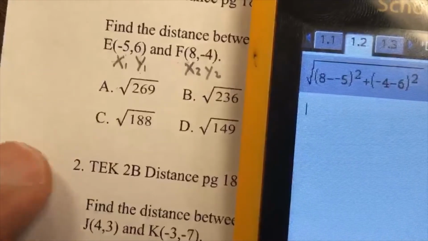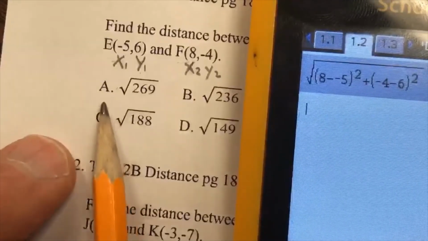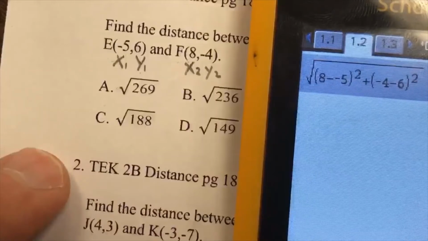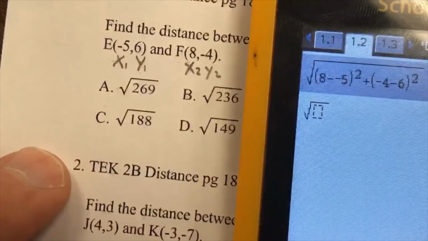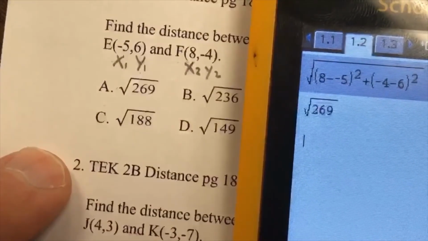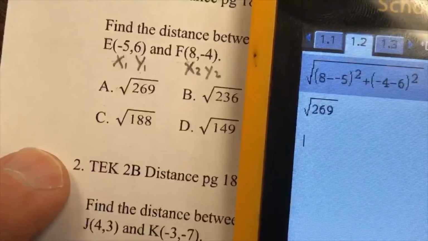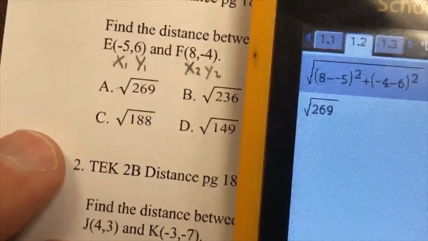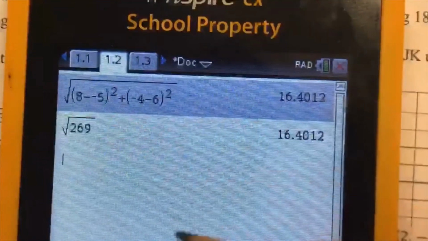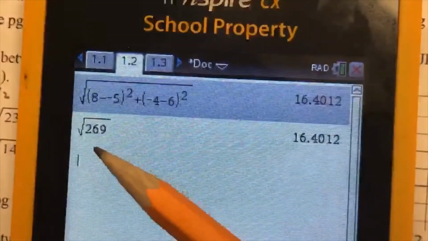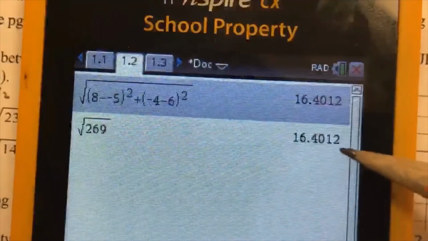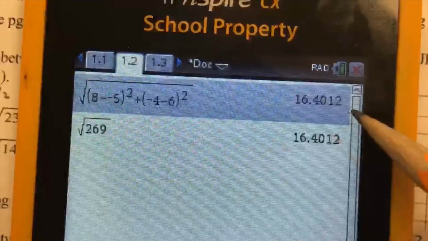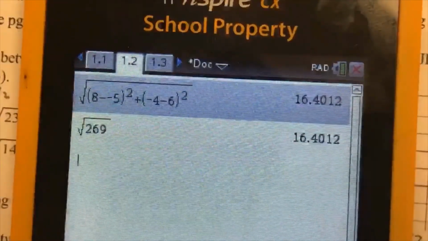gives the 16.4. So we're going to start with A. Press Control X squared and put 269 in there. Press enter. Right off the bat, we don't have to go any further because when I look at this calculator, when I converted the square root of 269, I get the same answer as I got up here. And that's what I need you to be aware of.